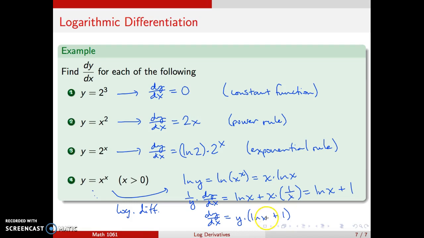And so dy dx is y times natural log of x plus 1. Be careful with your parentheses. It's not natural log of x plus 1. It's natural log of x, pause, plus 1. And that's the same as x to the x times the quantity natural log of x plus 1.